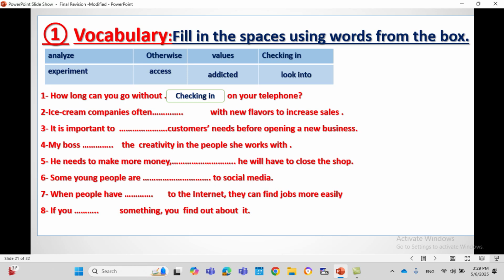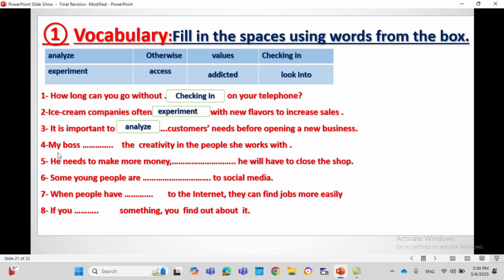Ice cream companies often with new flavors to increase sales. They try new flavors to increase sales, and the right or logical word is experiment. They experiment with new flavors to increase sales. Number three, it's important to customers' needs before opening a new business. It's important to analyze customers' needs before opening a new business. Number four, my boss, the creativity in the people she works with.